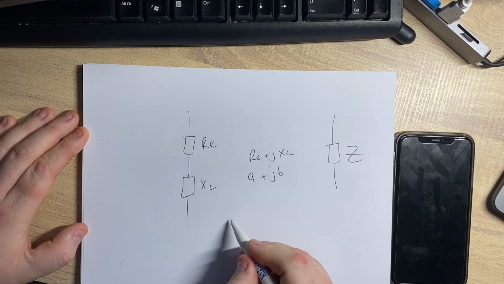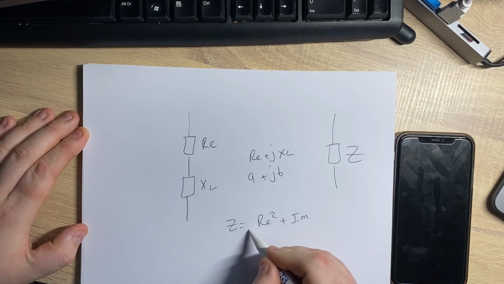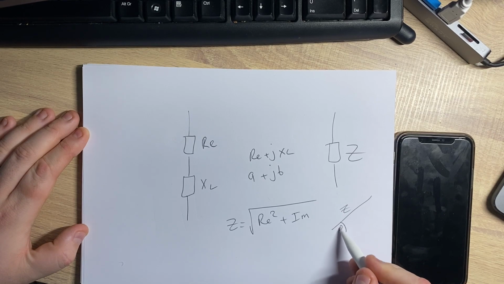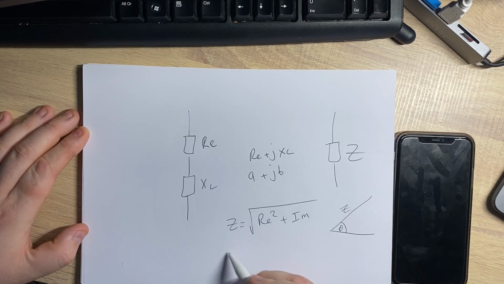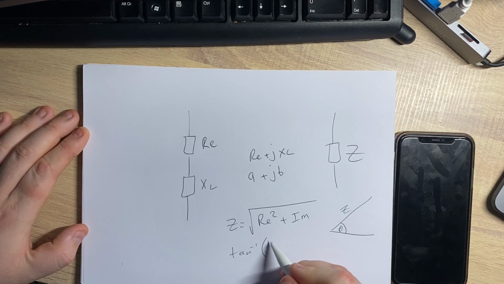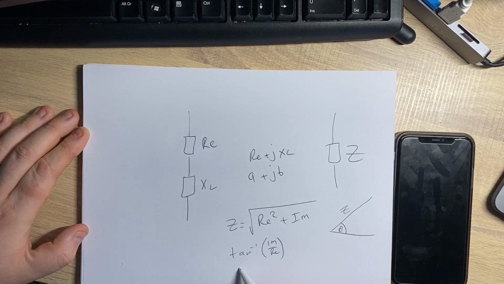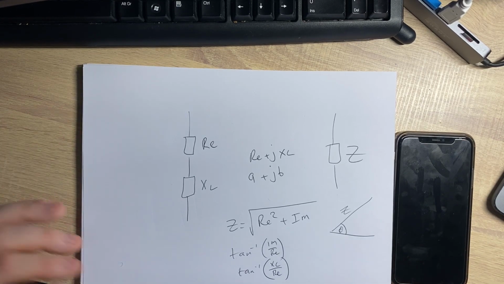Z is equal to the real squared plus the imaginary squared, all square rooted. That'll give you the length of Z. But as well as that, we need an angle. Again, this is just a recap guys, we then do tan to the minus 1 of the imaginary over the real, which would be tan to the minus 1 of your XL over your R, like that. And that's as far as we got, and we did a little bit more maths with it actually.